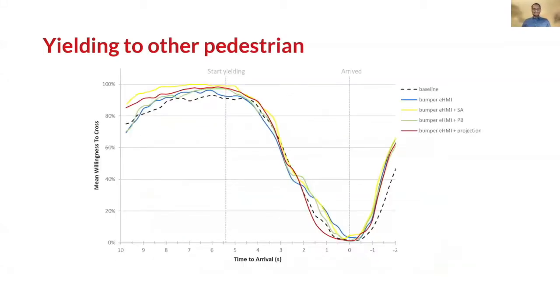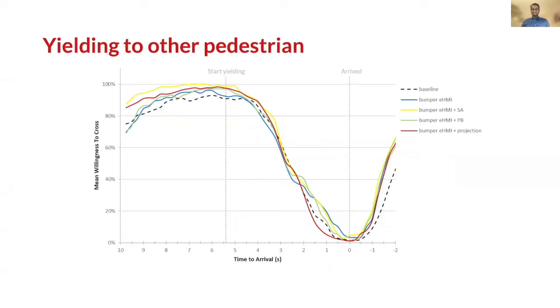Now we look at the scenario where the car yielded to the other pedestrian further down the road. Remember that here the participants still saw the eHMI showing a yielding message. Ideally, a good eHMI will clarify to the participants that the car was not yielding to them, but to the other pedestrian, so that they can quickly decide not to cross. So a lower willingness to cross before the vehicle arrives is an indicator of a good eHMI.